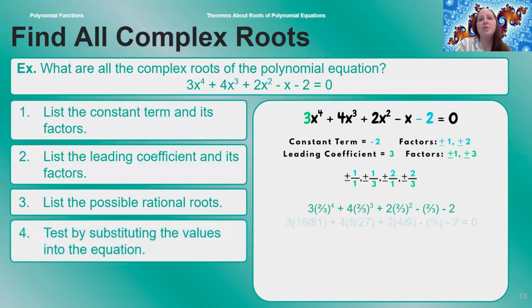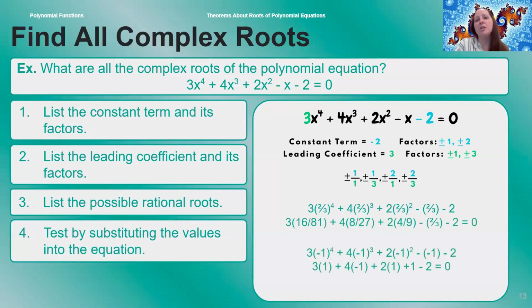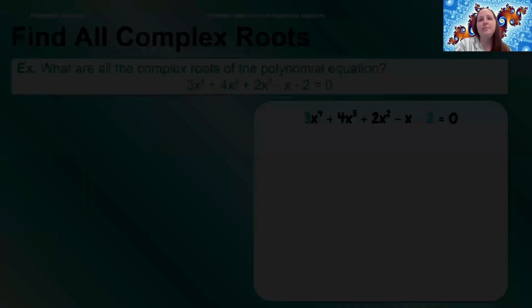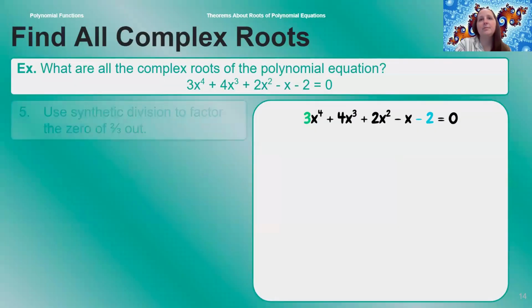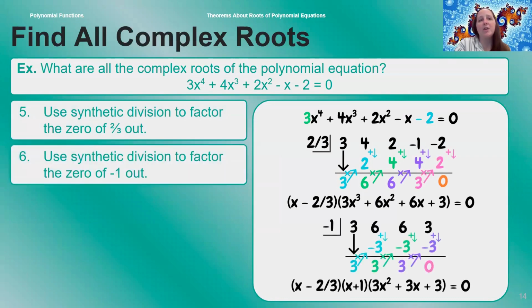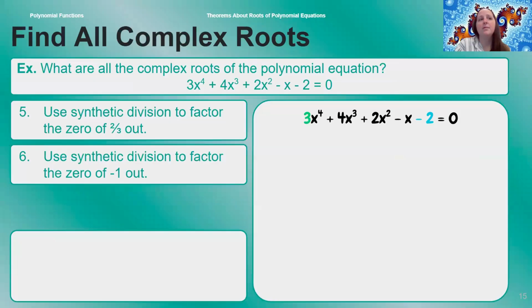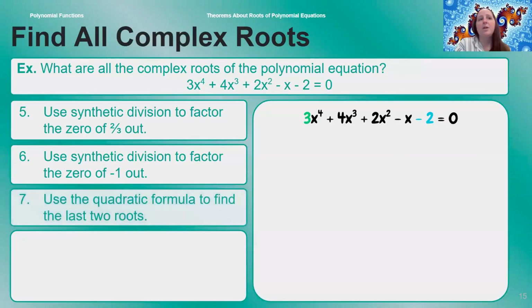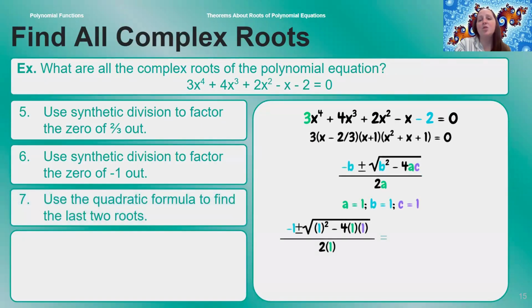I'm going to test by substituting values in. I'm going to find that 2/3 does give me 0, so 2/3 is one of my roots. And negative 1 is also one of my roots. So I'm going to use synthetic division to factor the zero of 2/3 out, and then use synthetic division to factor out the negative 1. I'm going to use the quadratic formula to find the last 2 roots.